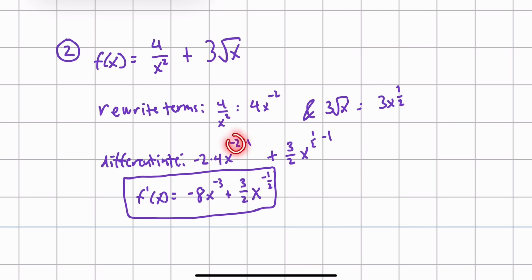We can use the power rule for both. Bringing the negative 2 down, we get negative 2 times 4x to the power of negative 3, which is negative 8x to the power of negative 3. For our other term, we bring the 1/2 down, so we get 3 halves x to the power of 1/2 minus 1. This gets 3 halves x to the power of negative 1/2. And our final answer is f prime of x equals negative 8x to the power of negative 3 plus 3 halves x to the power of negative 1/2.